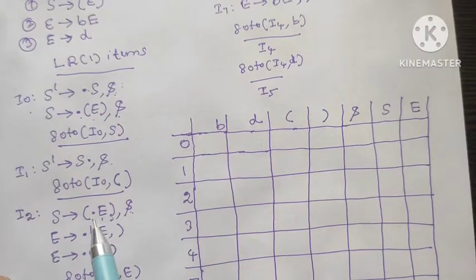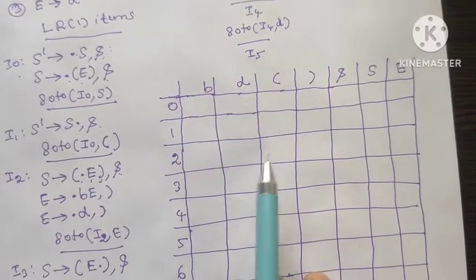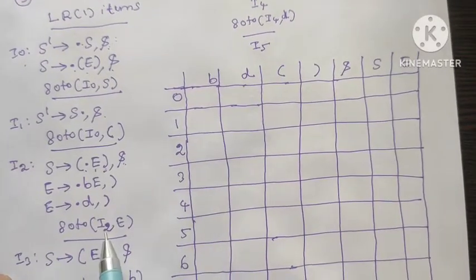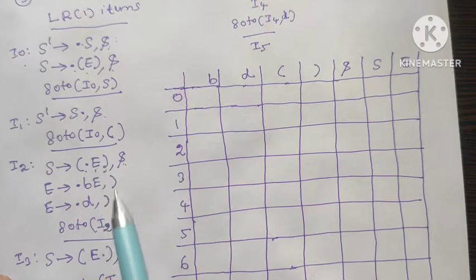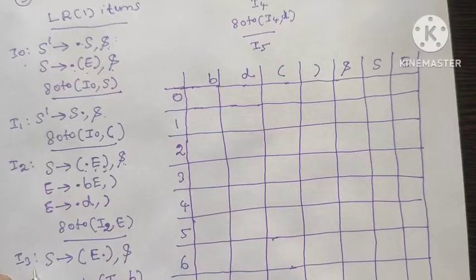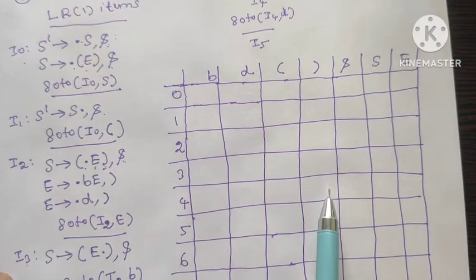So goto of I2 comma E. When I make it, the dot will be placed on the right side, so it will become open brackets E dot close brackets. So that's what has been written. I3 tends to S open brackets E dot close brackets dollar. Now name this item set as item set 3.